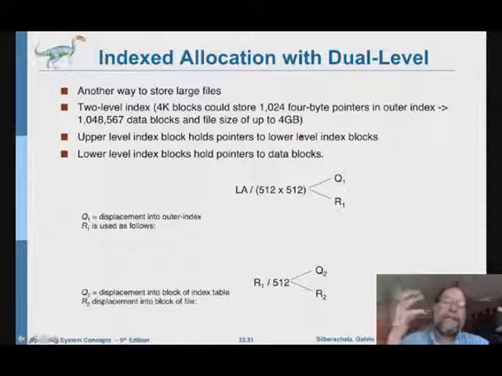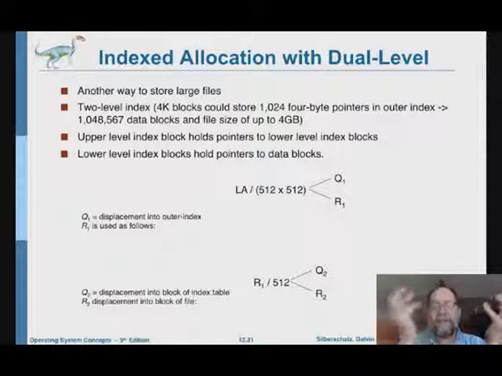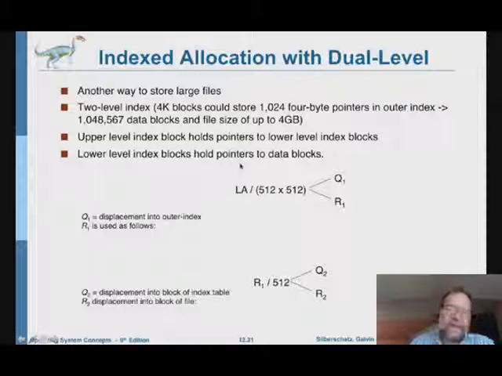The conversion, again, is fairly straightforward, just modular arithmetic. If you take the logical address, an offset to the bytes you're trying to find in a file, first you have to divide by 512 squared. That is, you have to get the address Q1 here. This is going to be the address of the high-level block you're trying to access. The remainder here is then cascaded down.